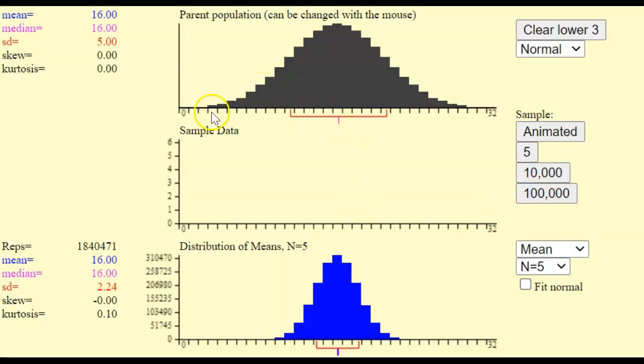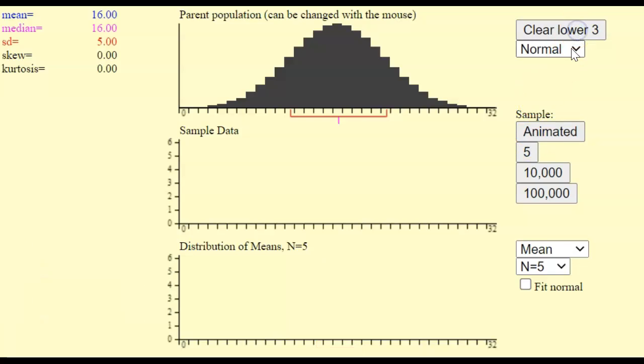So you'll notice this was my population, the normal graph. And this one is still kind of normal. It's just a lot skinnier, if that makes any sense. It's more bunched up. The standard deviation was 5 on the same axis, and now my standard deviation is 2.24. But my mean is the same, and so is my median.